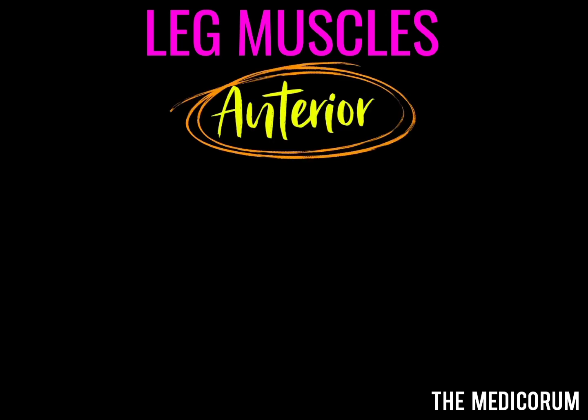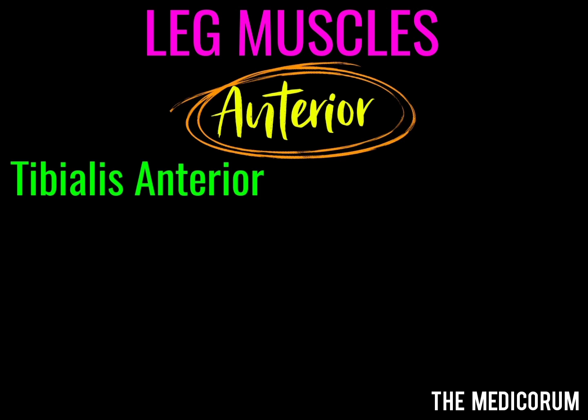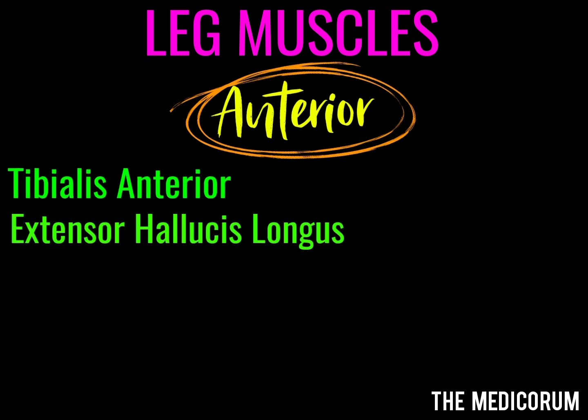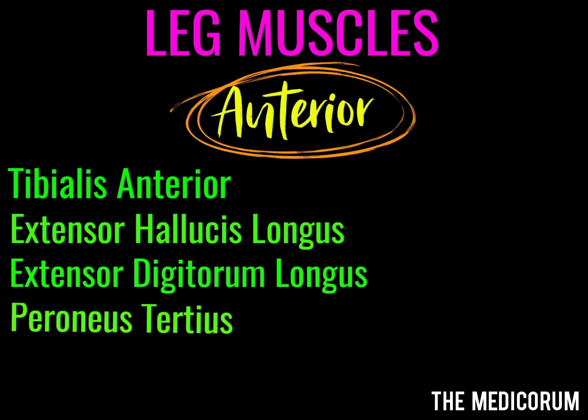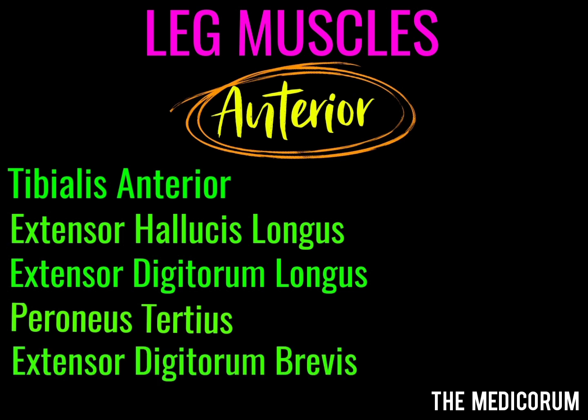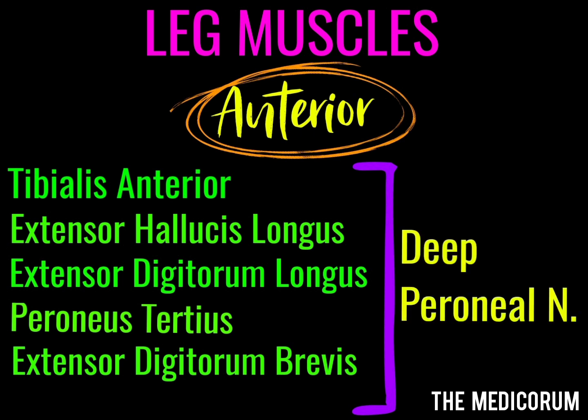Seeing the muscles present in the anterior compartment, that is in the front of the leg, they are tibialis anterior, extensor hallucis longus, and extensor digitorum longus. We have peroneus tertius and extensor digitorum brevis. All of these five muscles present in the anterior compartment of the leg are supplied by the deep peroneal nerve. How will we remember peroneal? We have the muscle peroneus tertius, which correlates somewhat with the peroneal nerve.